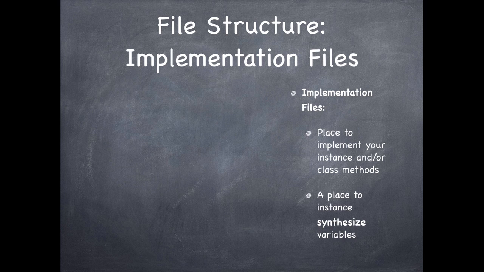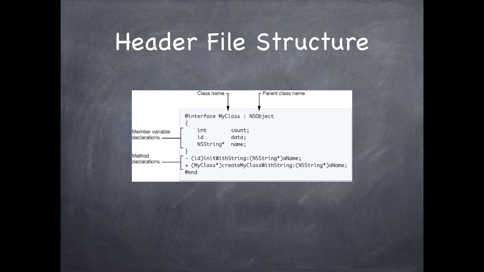For implementation files, this is where you basically place your implementation. That's why it's called the implementation file. It ends with a .m extension, and you basically implement your methods here, anything that you declare in your header file. This is also where you usually synthesize your variables. I didn't talk about properties, but as you'll see in the next few slides, I'll talk about properties. So I would just like to go into the header file structure right now.